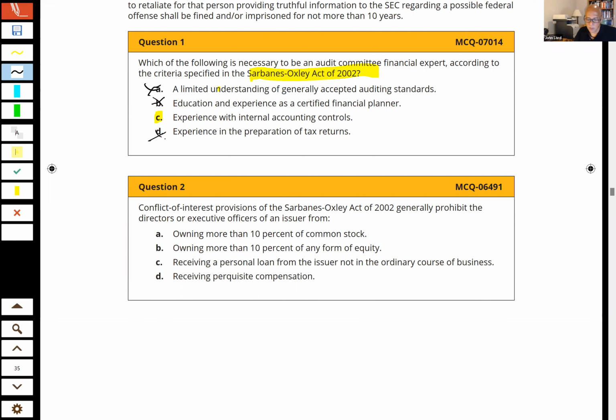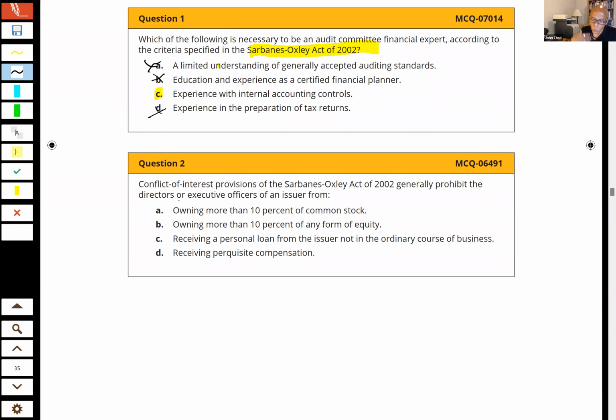Okay. So I think I had you flashcard some of those, but you could also think about it from what is the spirit of Sarbanes? What is it regulating? It's regulating the financial reporting aspects of public companies. Okay, good. Let's go ahead and take a look at the next one.